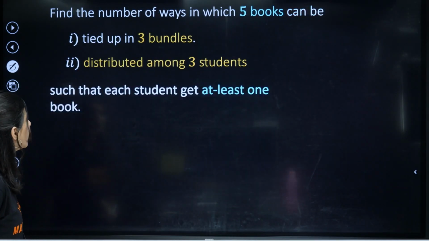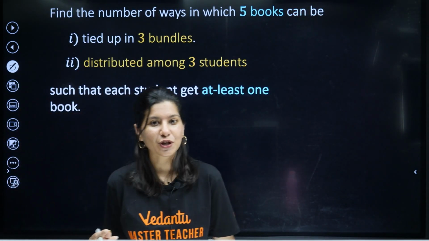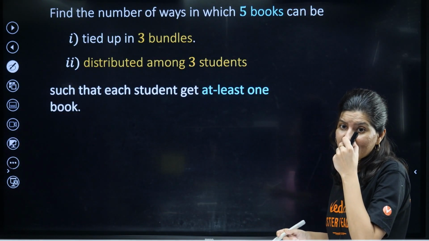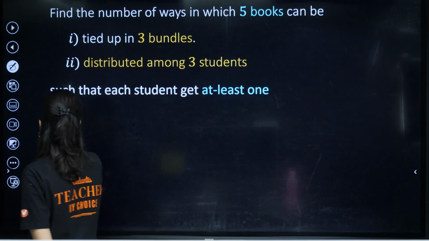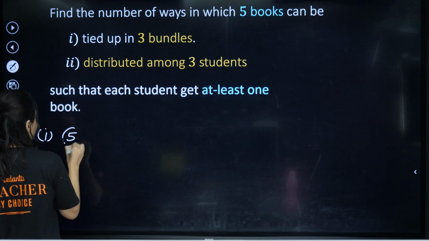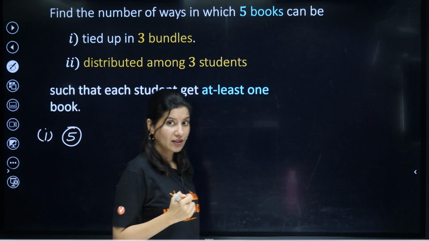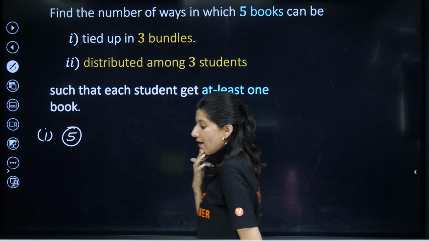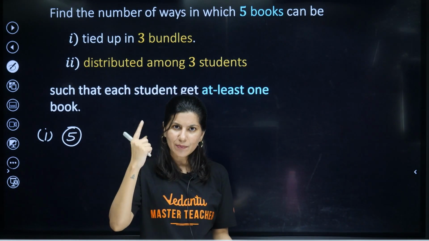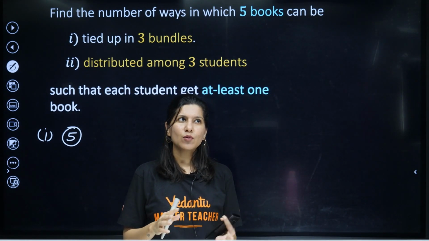Okay, chalo, one more. Are we ready for it? Chalo. The number of ways in which 5 books can be tied up in 3 bundles. So first thing is 5 books in 3 bundles. Now you have to think how can I tie them in 3 bundles. So suppose you are having 5 books, apply your brains. 5 books in 3 bundles.